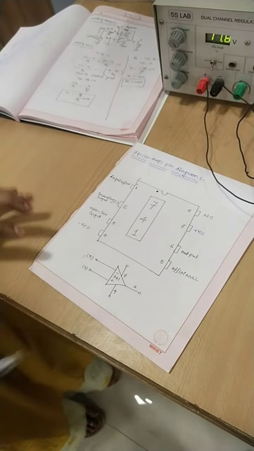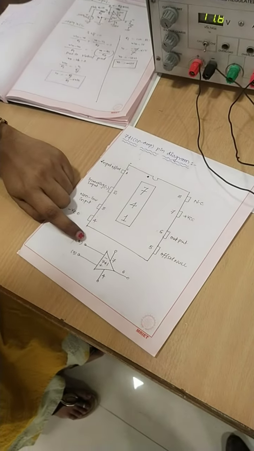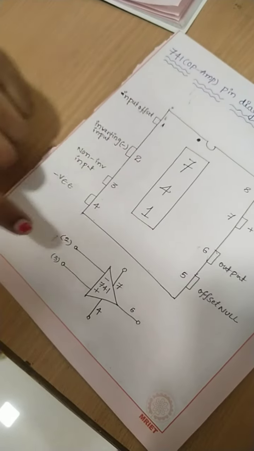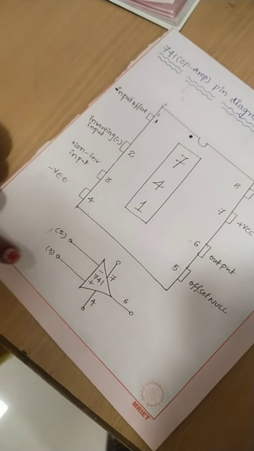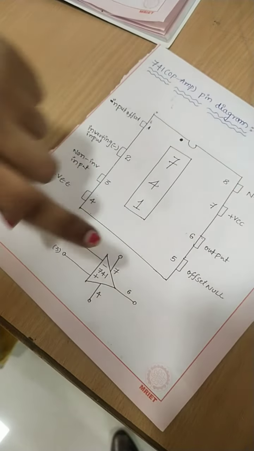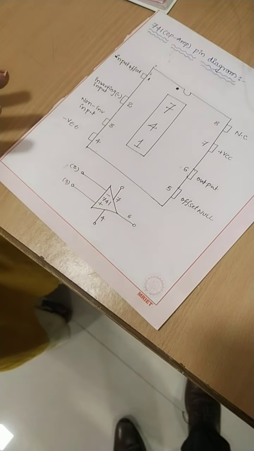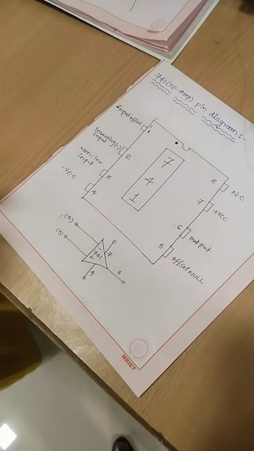And this is the basic representation of an op-amp. This is how we draw an operational amplifier as a circuit diagram, with all the pins. Pin 2 represents the inverting input, 3 represents the non-inverting input, the fourth one is minus VEE, the 7th pin is plus VCC, and the 6th is the output. So this is the overall description of the IC 741. Now we'll get into the first experiment, which is called inverting and non-inverting amplifier.